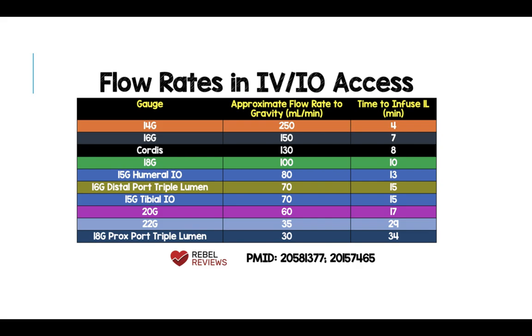overall, you can see that with the last three different graphs, the humeral compared to the tibial site is faster. It's vastly faster. It's quicker to the heart. It's quicker for fluids, and overall, as far as timing goes, it's going to be better for an arrest.